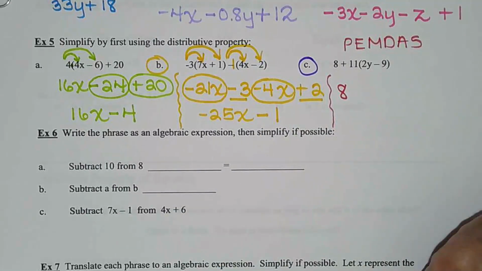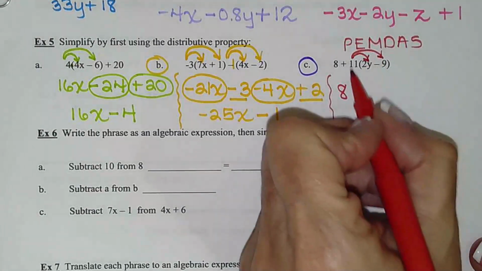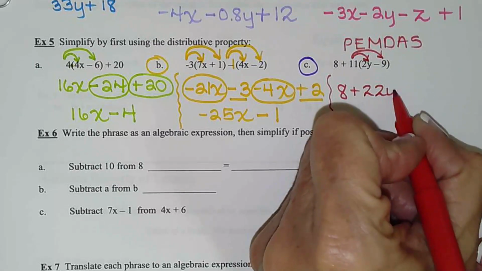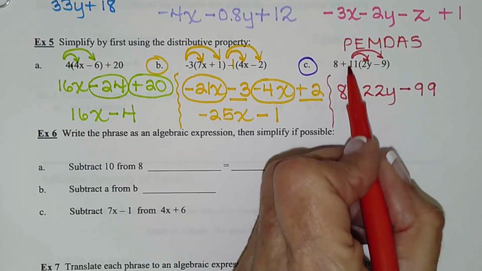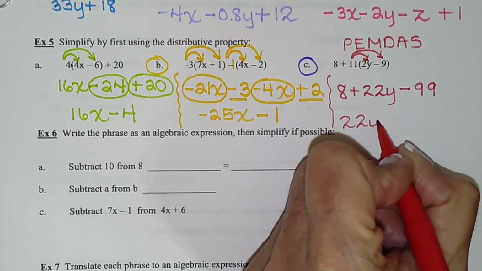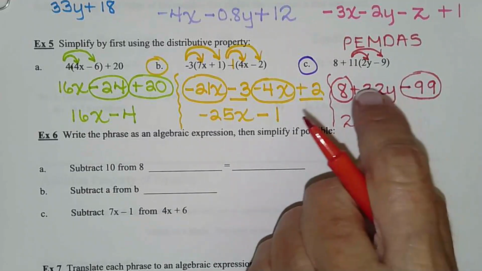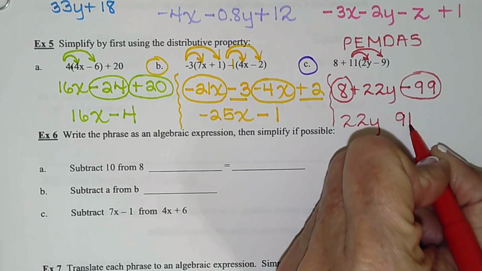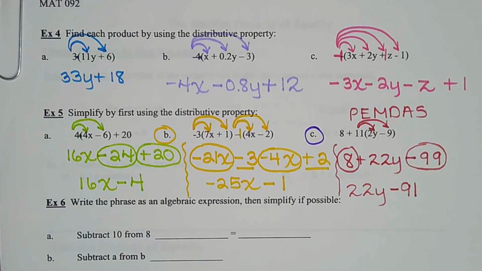So you just bring the 8 down and you start your distributive. 11 times 2y, 11 times negative 9. So this would be plus 22y, and a positive times a negative, negative 99. So 8 plus 22y minus 99. So remember, my variable goes first. So this would be 22y out in front, positive 8, negative 99 are different signs, so we subtract. 99 minus 8 is 91, and keep the sign of the larger, negative. So that set of 6 problems is what we call distributive property and simplifying.